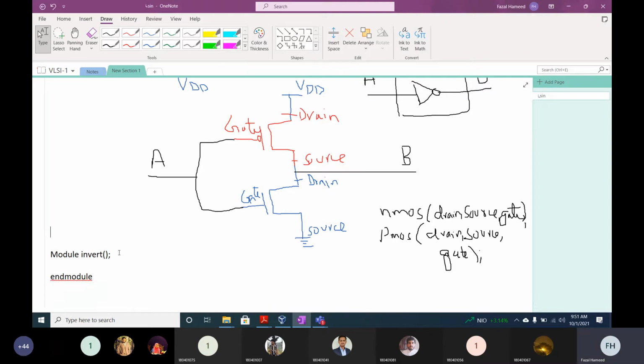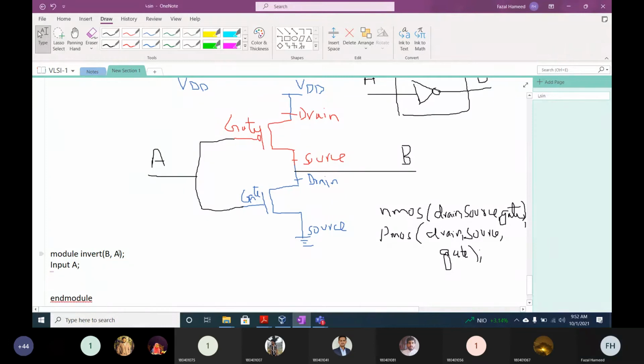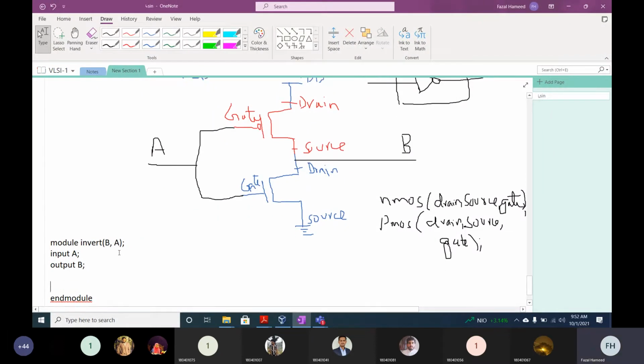What about the port list? A, B. Yes, you can also write BA or AB, whatever you like. I'm writing A, B. But if you look at here, input A, output B. B is your output and A is your input. Now we need to instantiate, or create, two transistors, one of the type PMOS and another of the type NMOS.